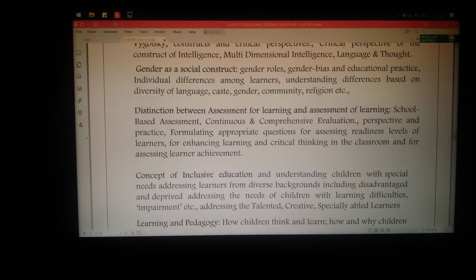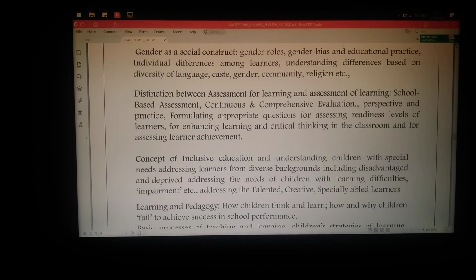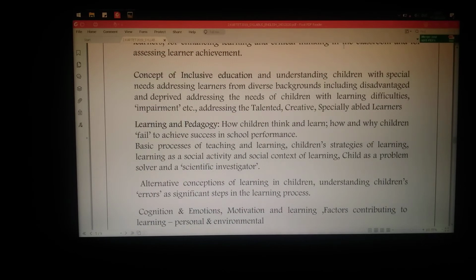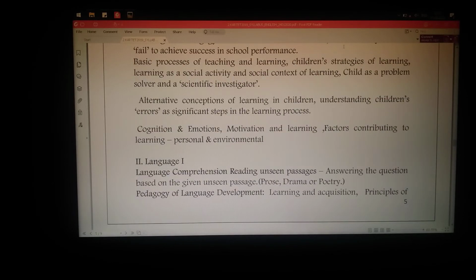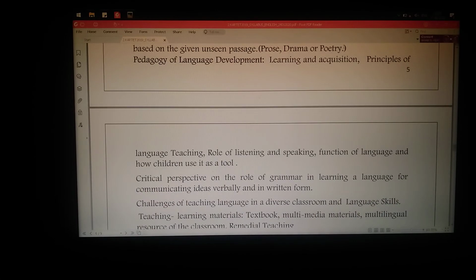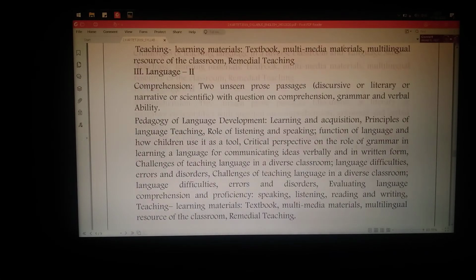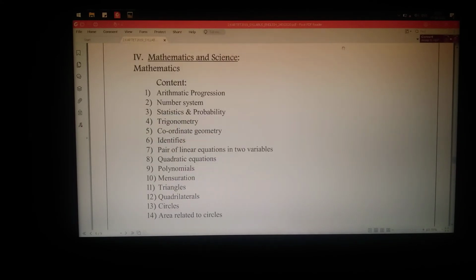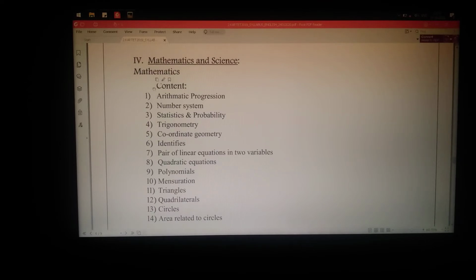Distinction between assessment for learning and assessment of learning, continuous comprehensive evaluation, perspective, formulating the concept of inclusive education, and understanding children with special needs, addressing learning errors. Next is language comprehension, same as I have told you before, introducing the concept. Next is mathematical concepts, where the number of chapters increases.